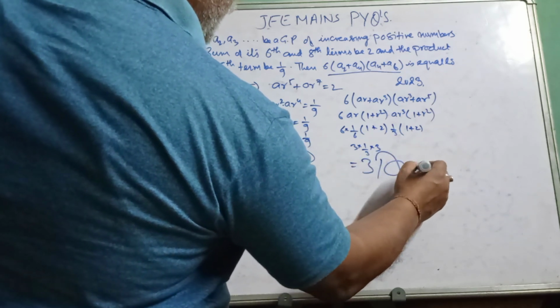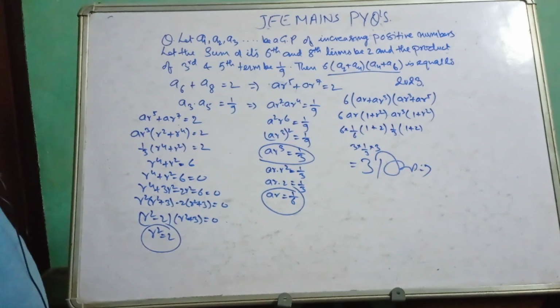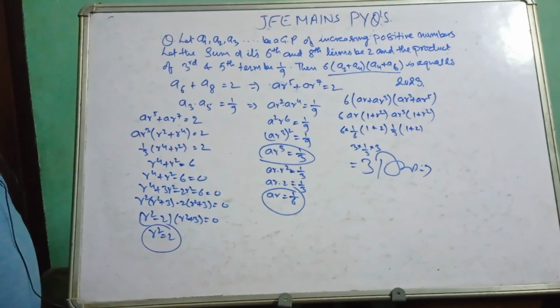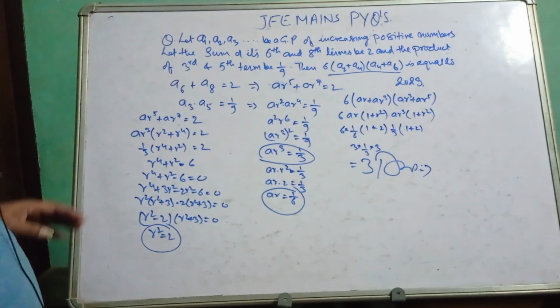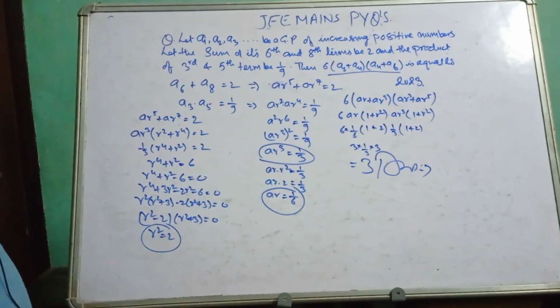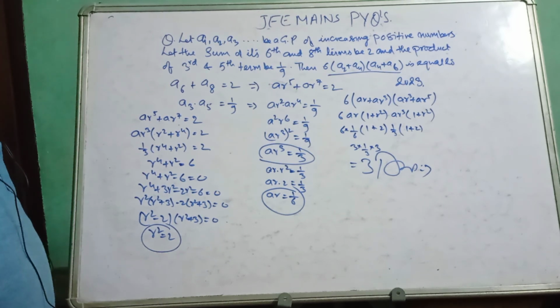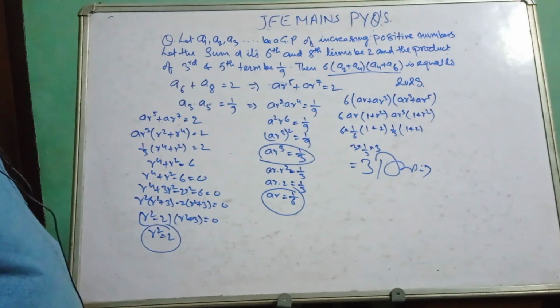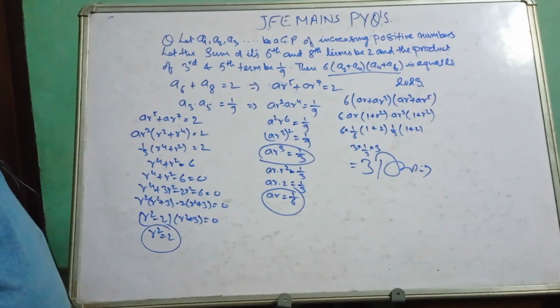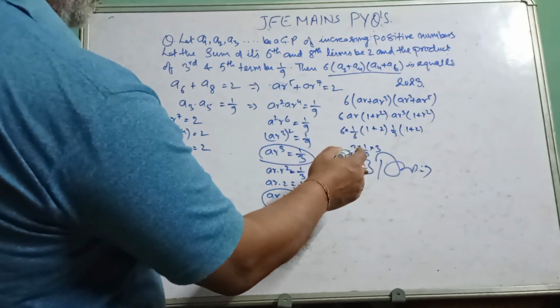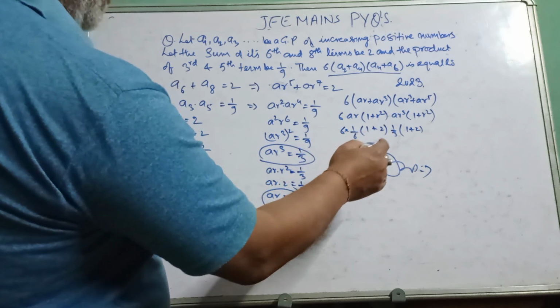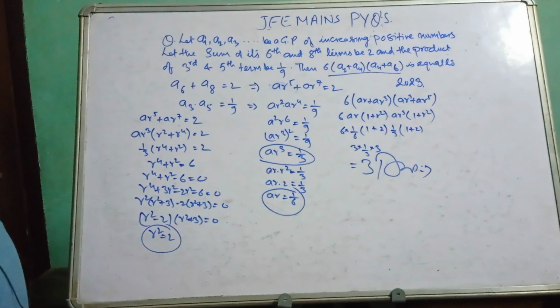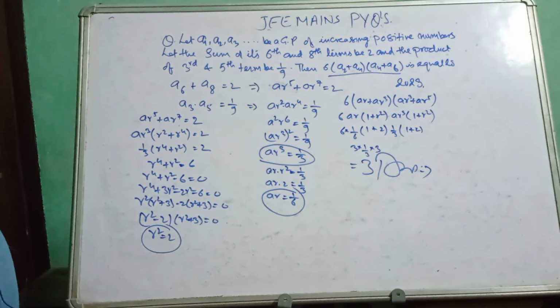This is your answer. You see that this was a very easy question, not a tough question. It was within your class 12 level. An 11th student can easily solve this question. R square is 2, AR is 1 by 6, AR cube is 1 by 3, and 1 plus 2 is 3. Here this cancels out, so this is 3 into 1 by 3, so the answer is 3.